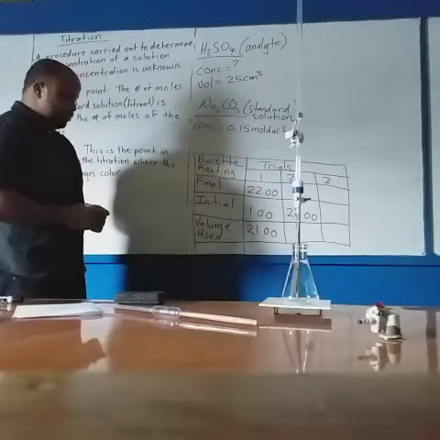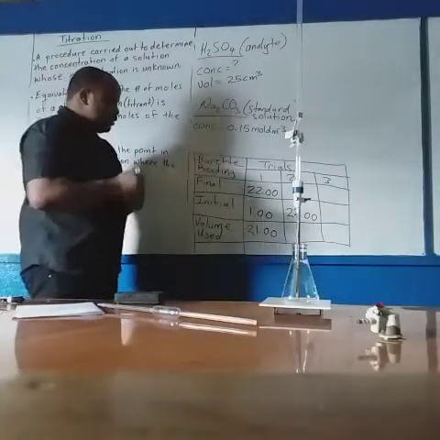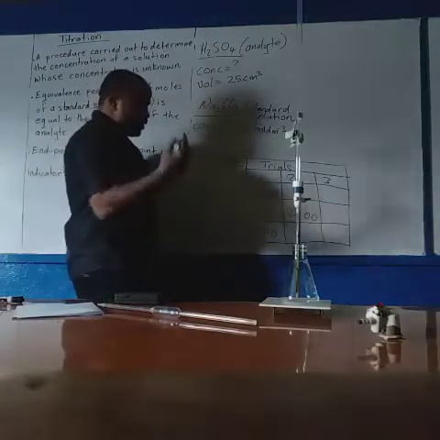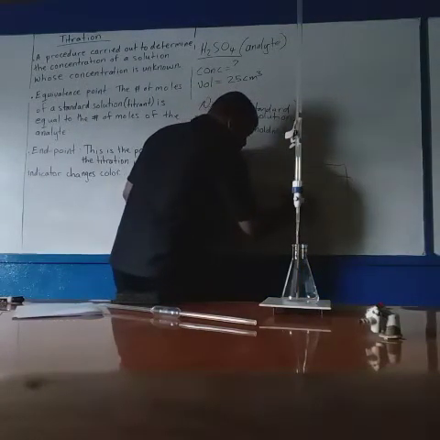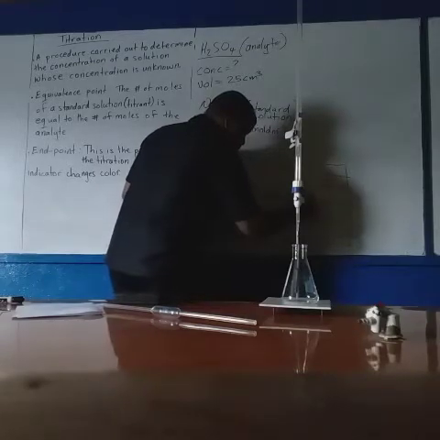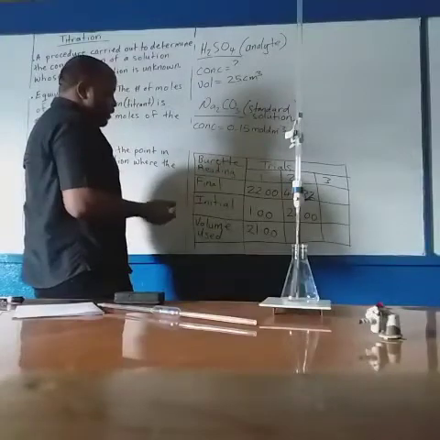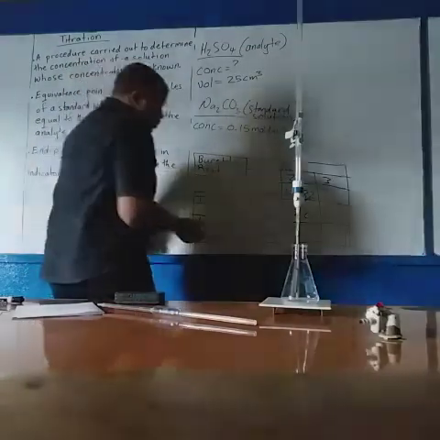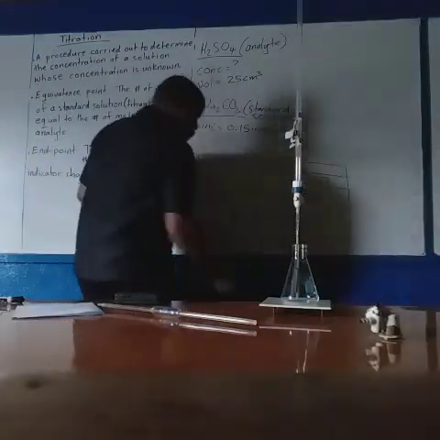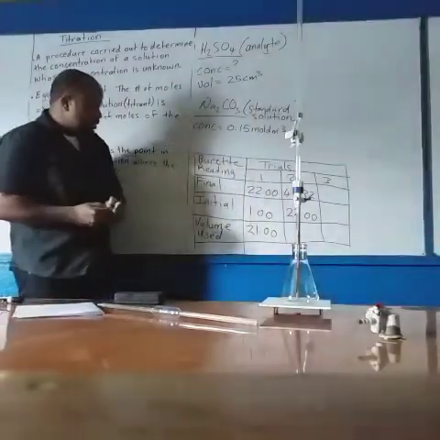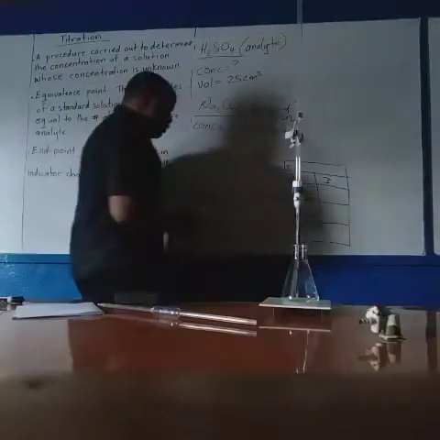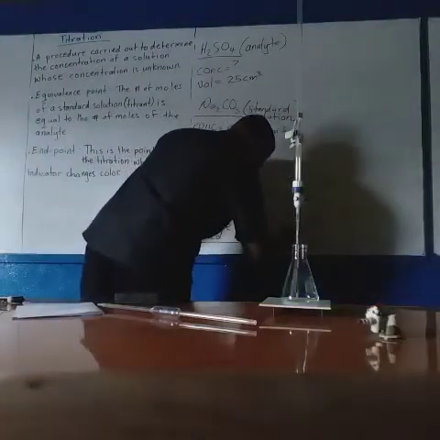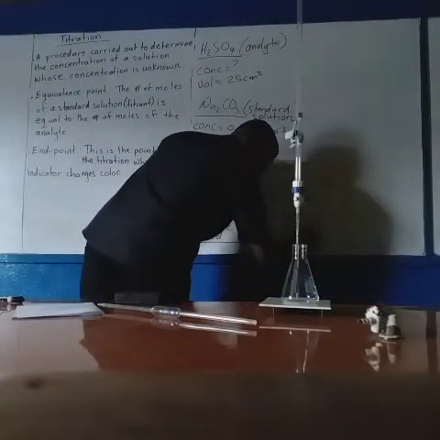Right? So let's say on your second run, it stopped at 44.32. That would be the final reading, and the volume used would again be final minus the initial. So that now would be 22.32.